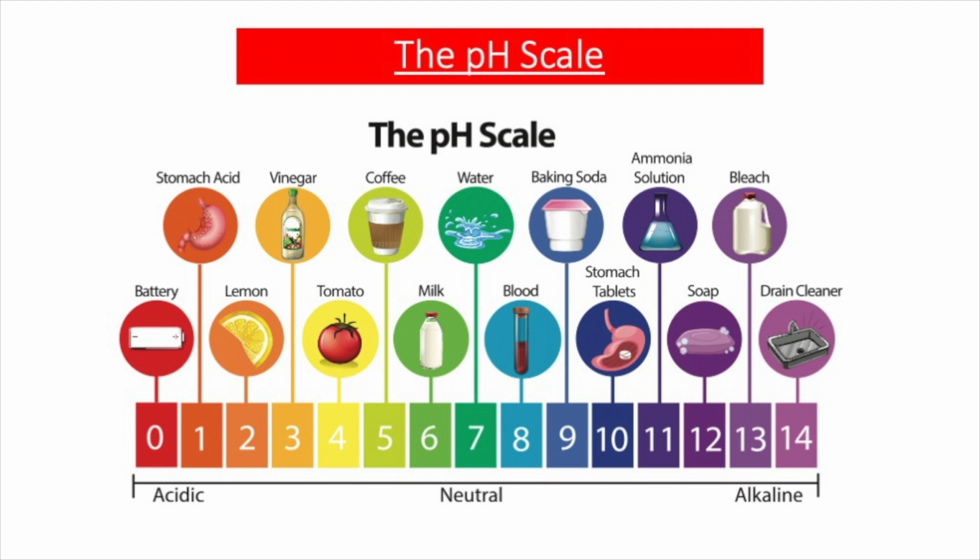And you can see in this slide that acids include stomach acid, vinegar, lemons, battery acid, tomatoes, and neutral substances include water, and substances such as stomach tablets, indigestion tablets, ammonia solution, bleach, soap, cleaning products such as drain cleaner are alkaline in nature.